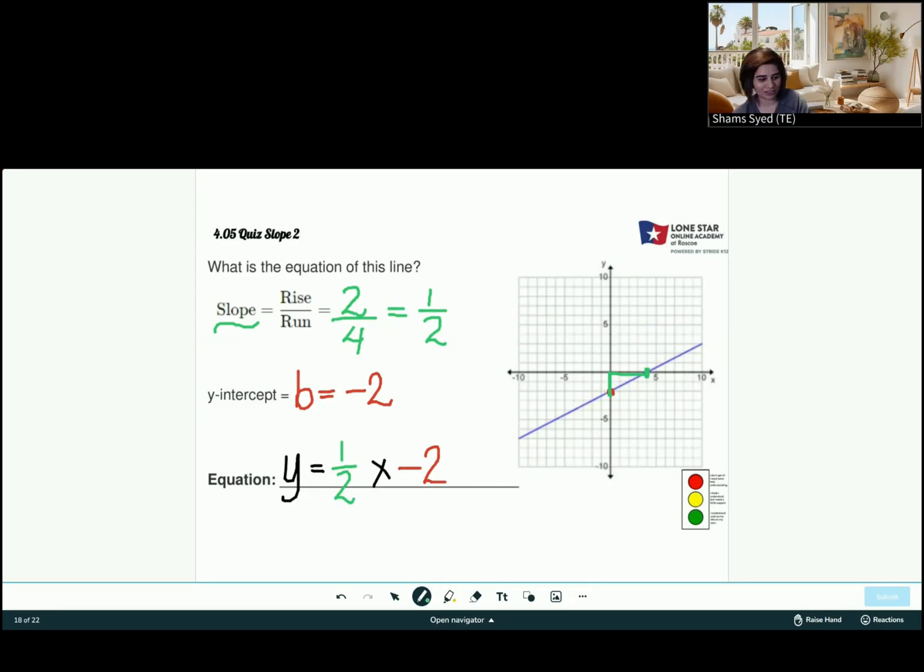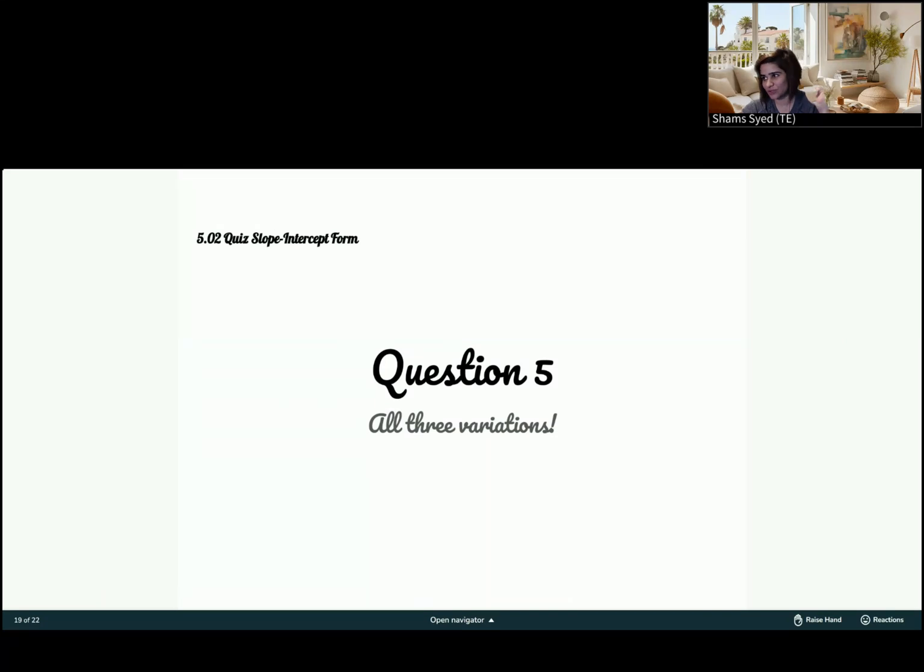Question 5 is going to be very simple. Question 5 actually has to do with understanding the numbers rather than really doing any calculations, so it's not going to be hard at all. Here is question 5 for this quiz 5.02.